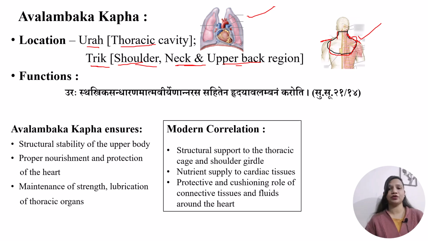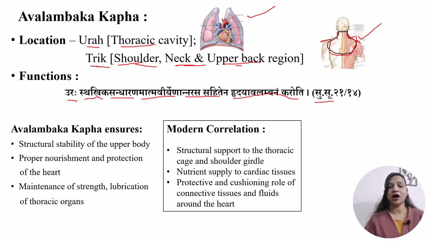Next one is the function of Avalambaka Kapha. There is a verse or shlok in Sushrut Sahita of Acharya Sushrut, which goes like: Urahastha Trikasya Sandharana Atmaviryena Annarasa Sahitena Hridaya Avalambanam Karoti. So what does this verse mean?